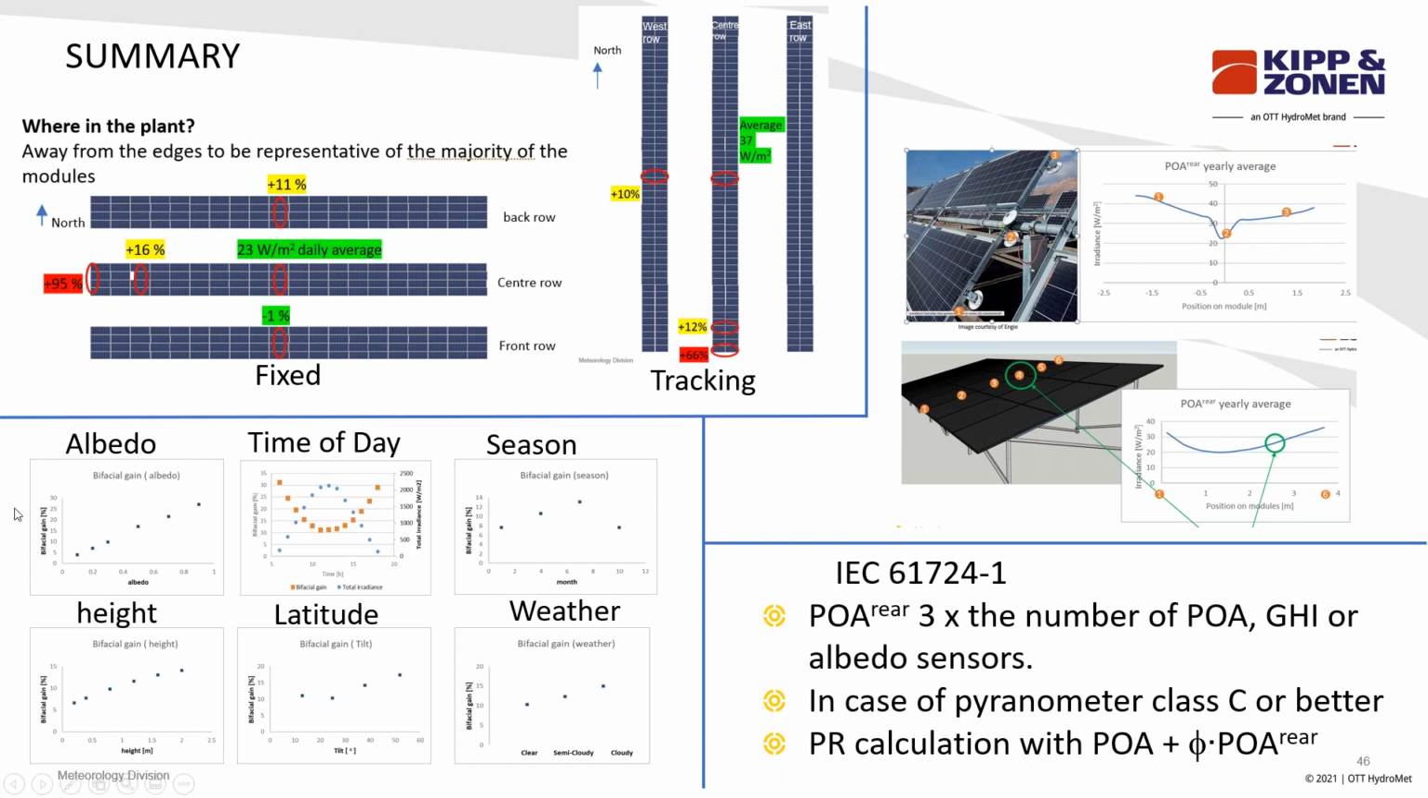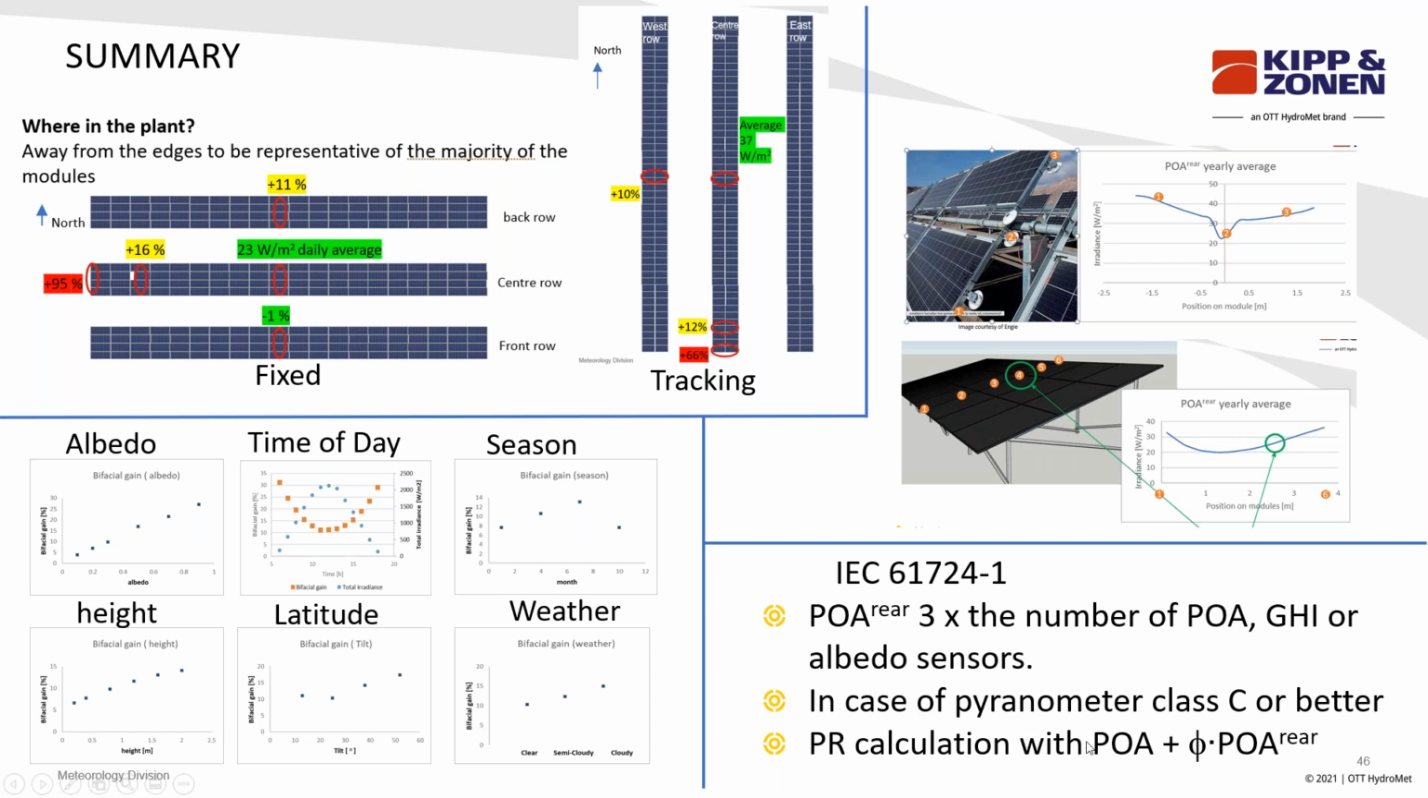We've also looked at some of the variations you can get in the bifacial gain as a function of albedo and time of day, the latitude and the weather. And what was discussed is the IEC 61724, which recommends 3 times the amount of plane of array rear sensors compared to the plane of array sensors. And in case of a pyranometer, it recommends class C or better.